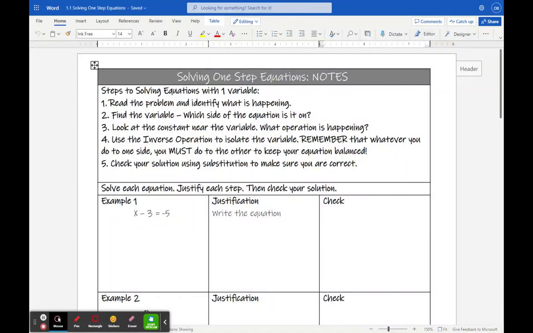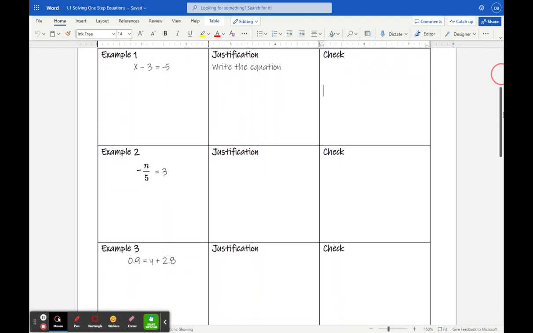Hello friends, today we're going to be looking at solving one-step equations. I have my guided notes here with the steps at the top in case you need to refer back to them. They are always up there for you. Let's go ahead and dive on in.